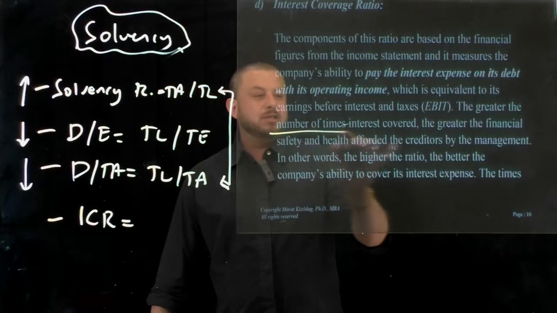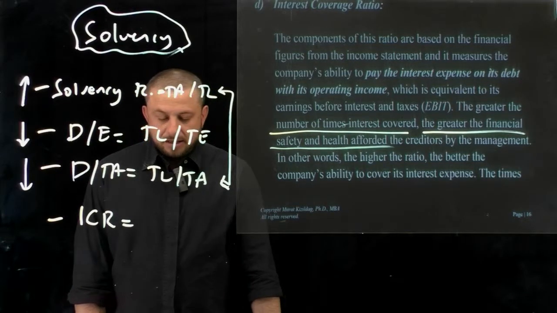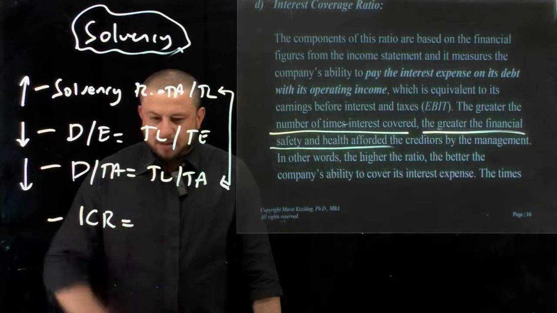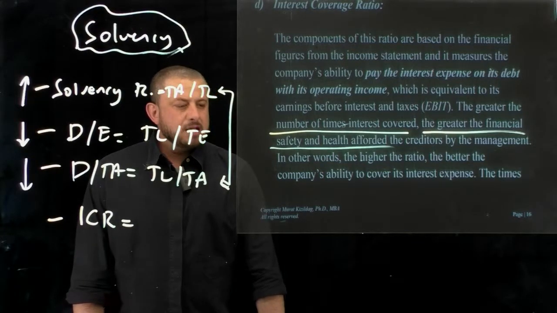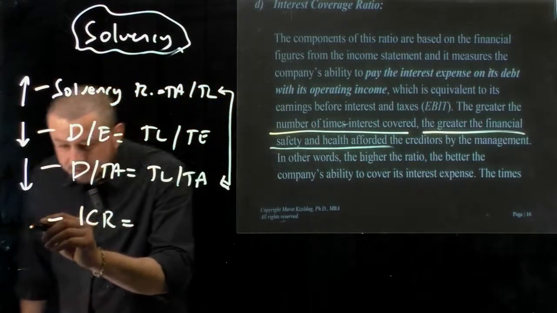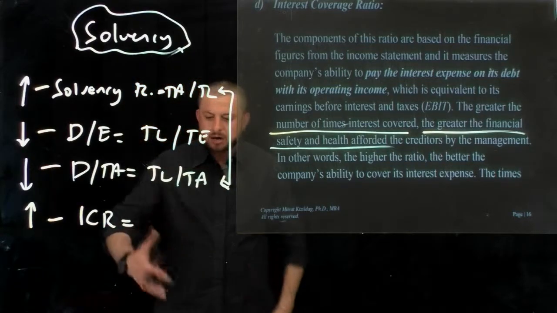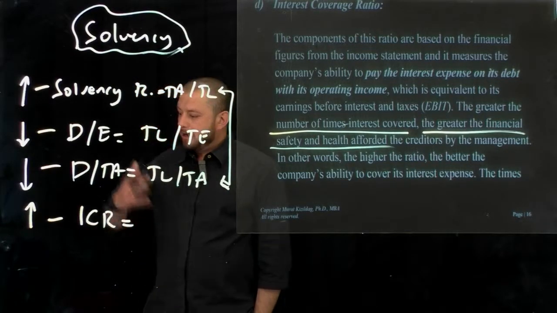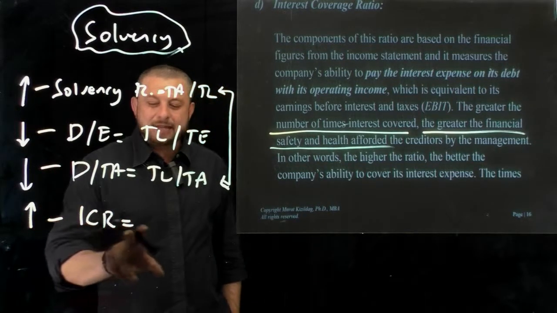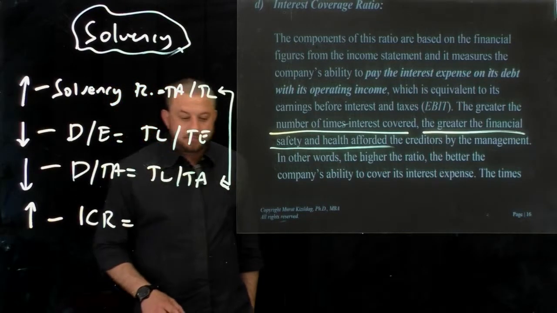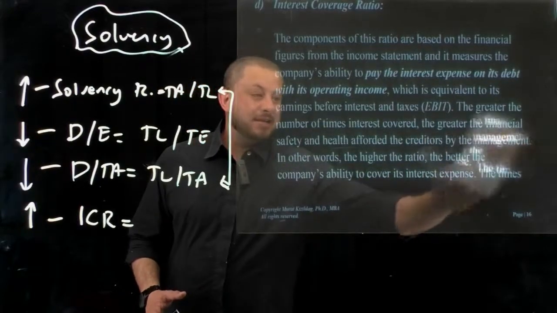The greater the number of times interest is covered, the greater the financial safety and health enjoyed by the company, and it signals that to the creditors. In other words, the higher the ratio, the better the company's ability to pay the interest back to the lenders. We all pay interest on car loans, for example. If you cannot pay, it's going to be a bad signal. That means you're risky, you're not generating enough. That's exactly what we are solving for the companies as well, based on EBIT, earnings before interest and taxes, guys. Okay.